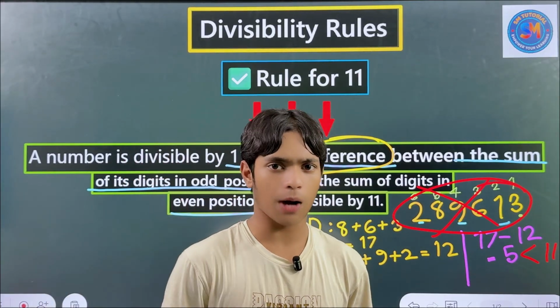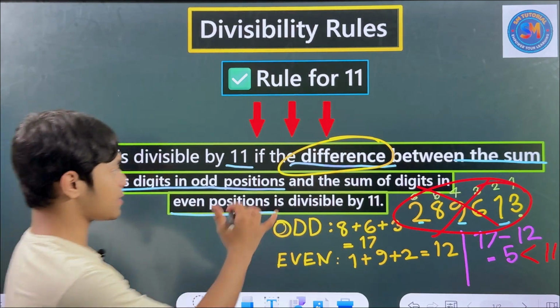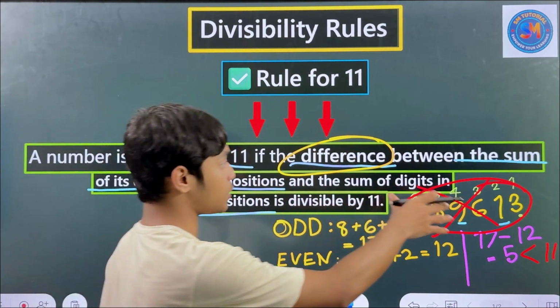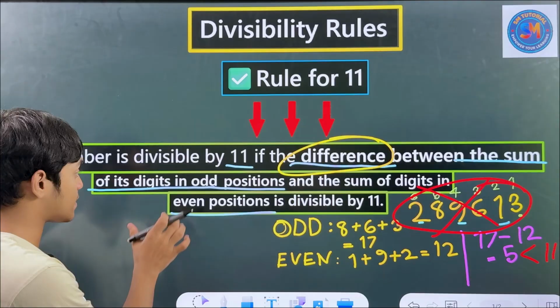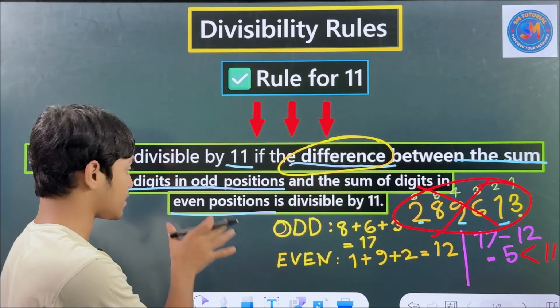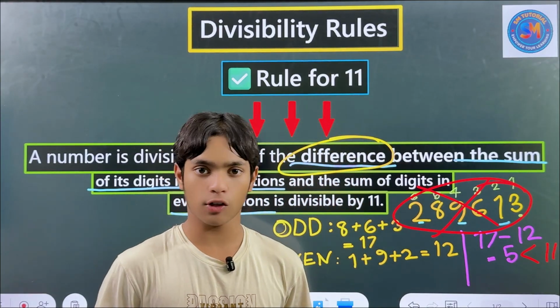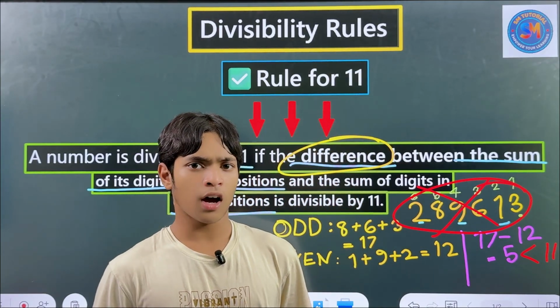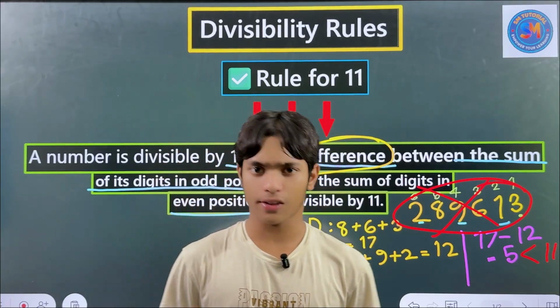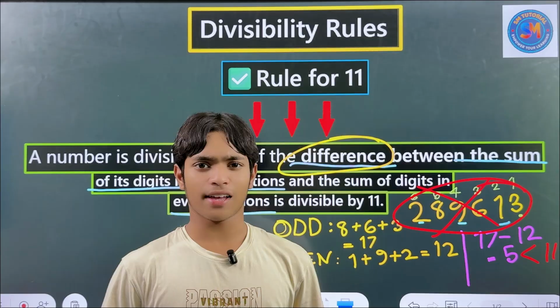So this is a very common way. You have to read the rule again. A number is divisible by 11 if the difference between the sum of its digits in odd positions and the sum of its digits in even positions is divisible by 11. So the whole number is divisible by 11. For another number, you can verify with this. This is of course a very easy thing, and that is it for today.